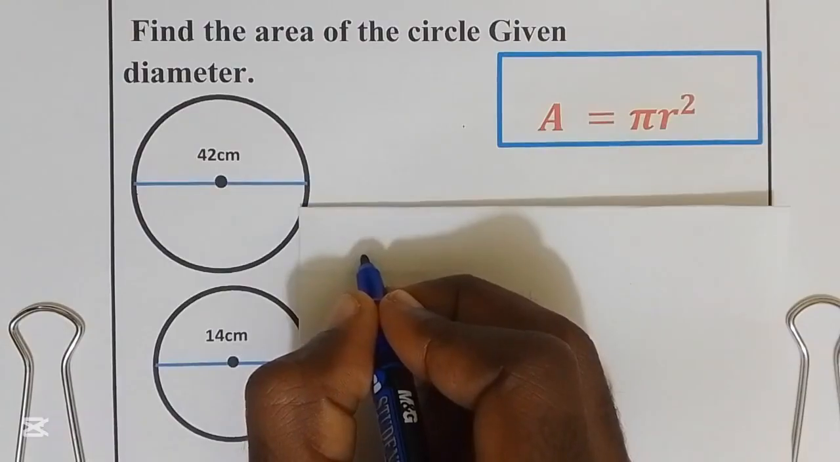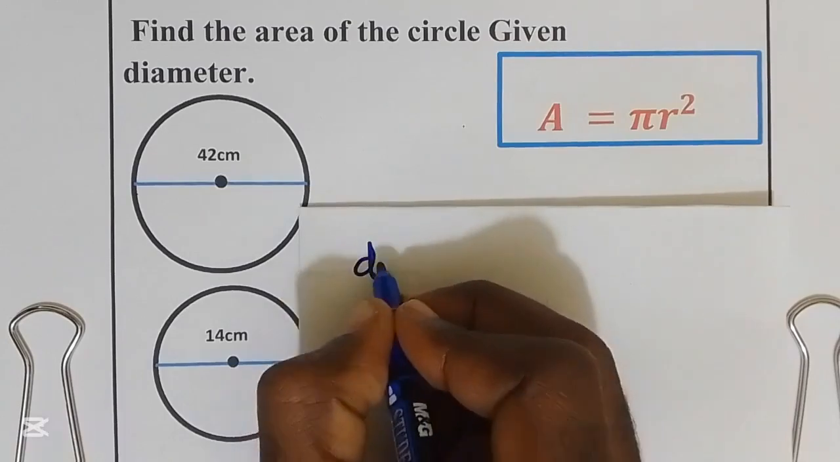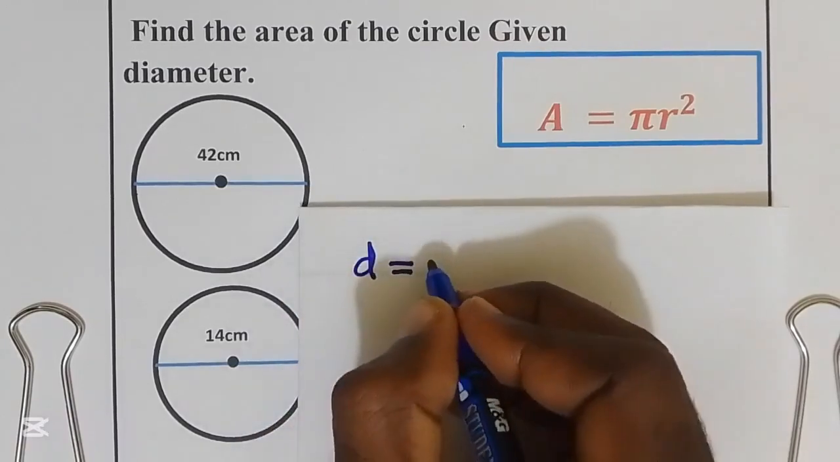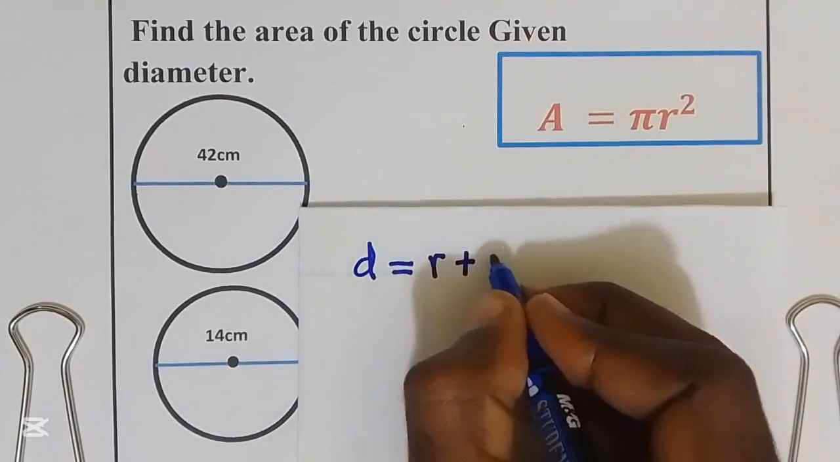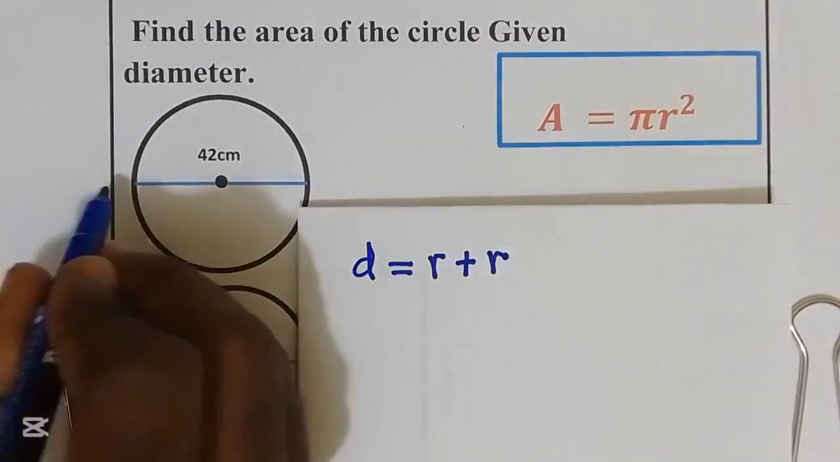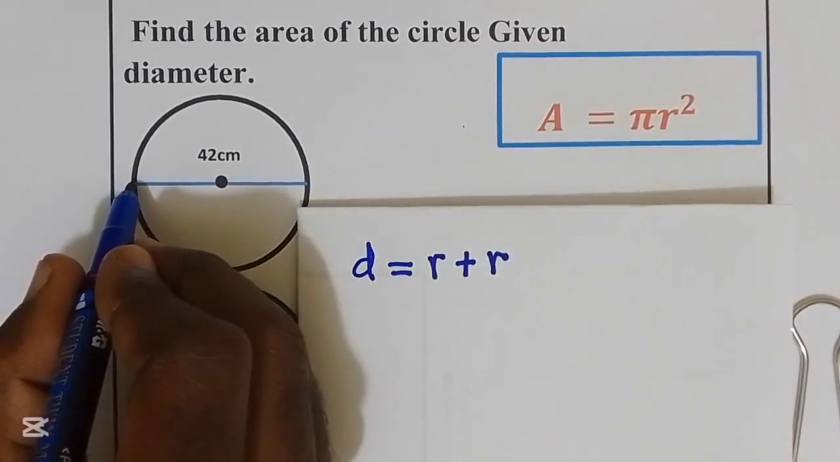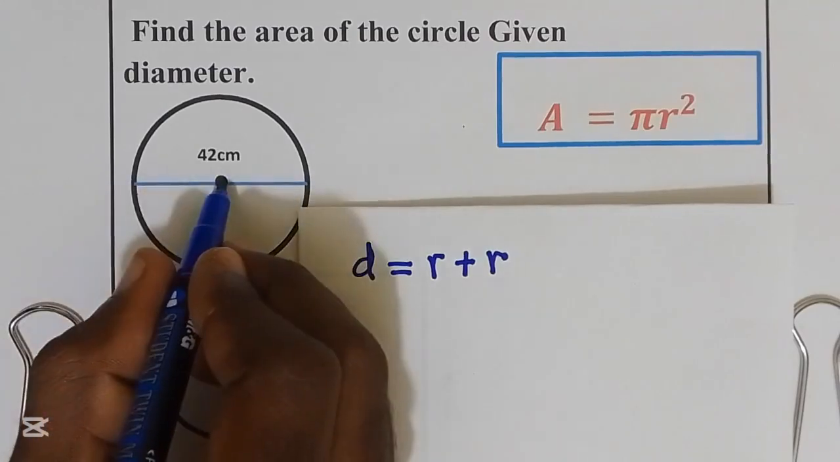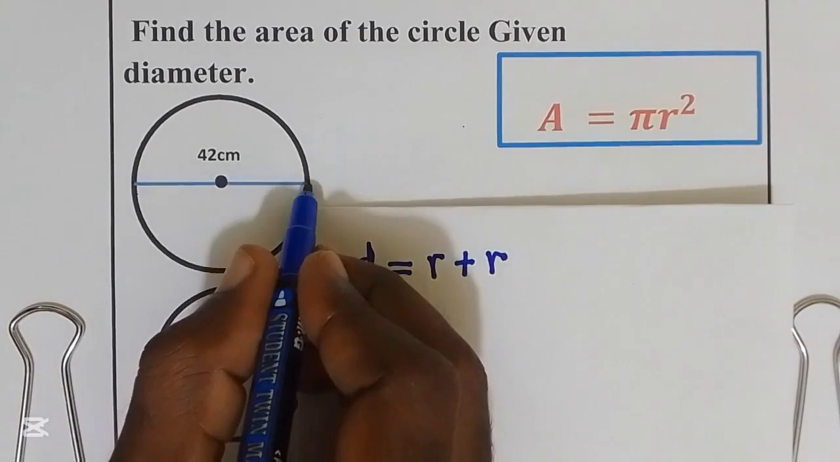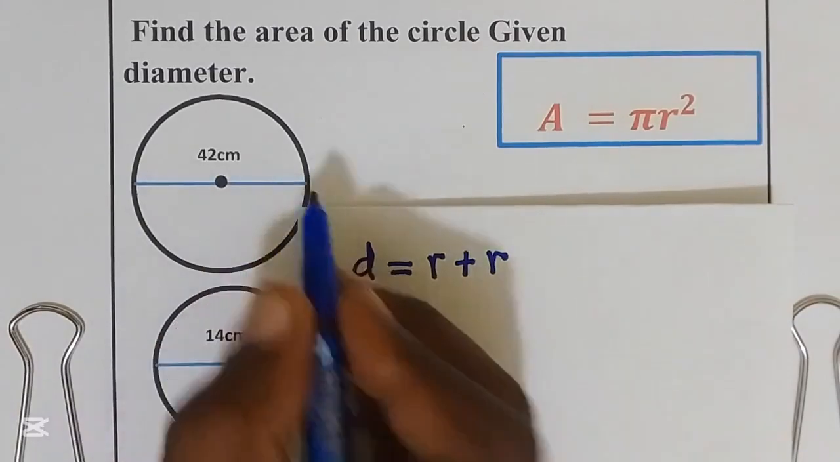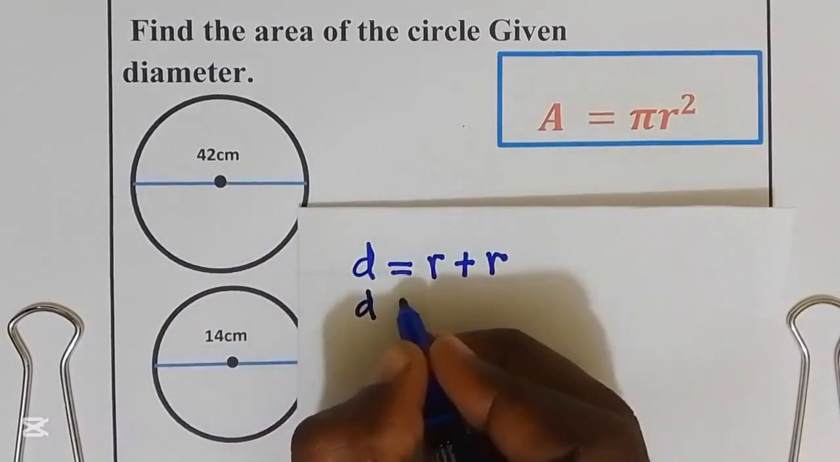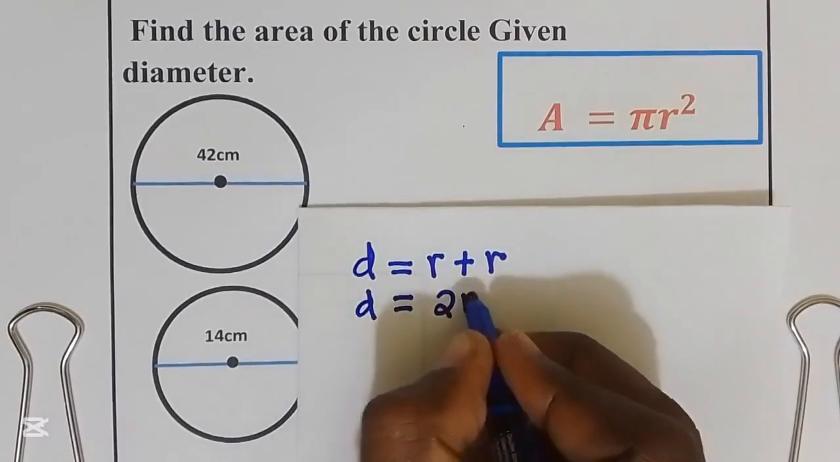The diameter of a circle is equal to radius plus radius, that is the distance from the edge of the circle to the center, it is r, and also another distance from the center to the other edge, also it is r. So d is equal to 2r.